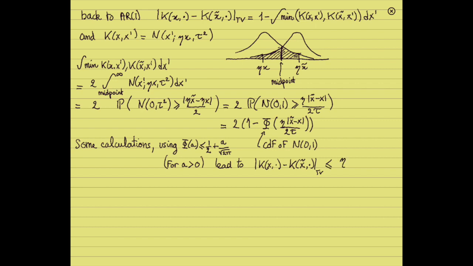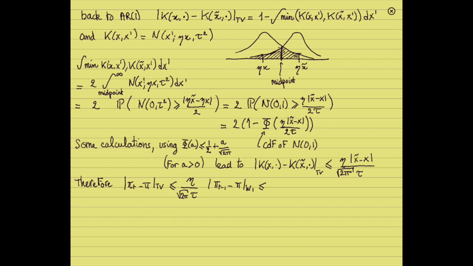That leads to an upper bound of the form eta times the difference between x tilde and x divided by square root of 2 pi times tau. And so indeed, the total variation distance between those two kernels is bounded by a constant times the difference between x and x tilde. Therefore, we can apply the previous result, which leads to the total variation distance between pi t and pi being less than eta divided by square root of 2 pi tau multiplied by the Wasserstein 1 distance between pi t minus 1 and pi, which we have obtained before.